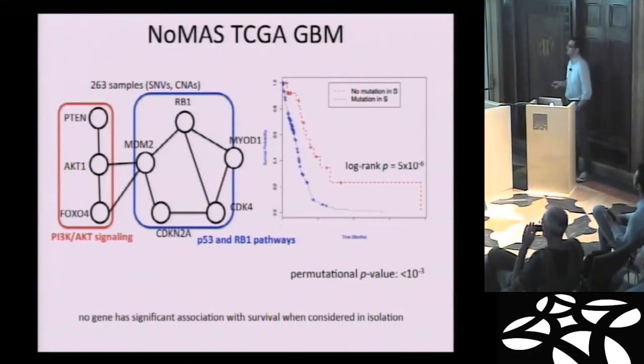Both these pathways have been associated with cancer before in terms of their mutations, but the group of genes has not been reported as associated with survival. In particular, no gene in this group has significant association with survival when considered in isolation. Let me point out that the permutational p-value for our solution here is less than 10 to the minus 3, so it is unlikely that it's just a random effect of chance and mutations in this dataset.